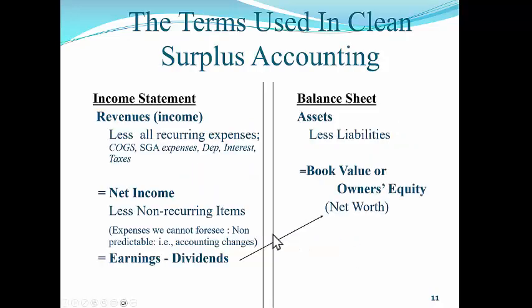So let's take a quick look at the accounting statement. We have revenues, and then we take away all the recurring expenses: cost of goods sold, selling and general administrative expenses, depreciation, interest, and taxes, and that gives us something called net income. Now from there, we take away the non-recurring items, and these are expenses we cannot foresee, and they're not predictable.